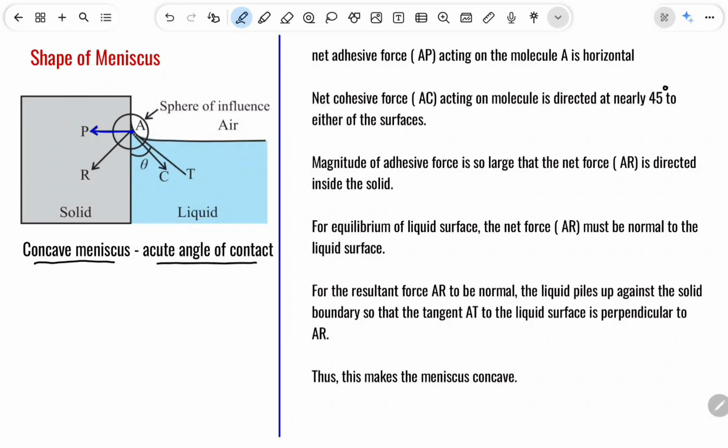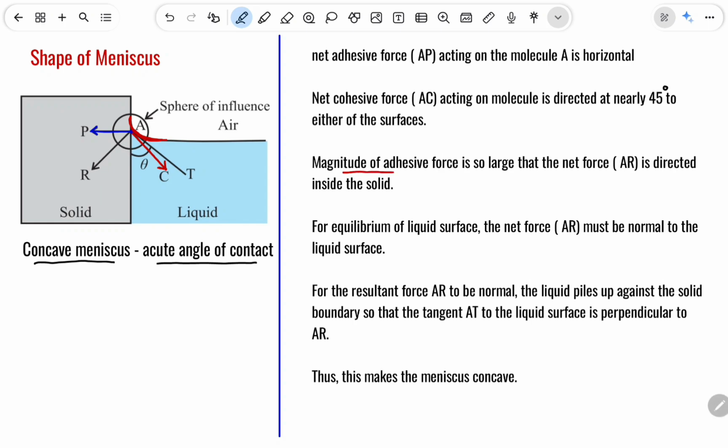Then we have a cohesive force AC which acts inside the liquid at an angle of 45 degrees with the solid surface as well as the liquid surface. Now, for formation of the concave meniscus, the liquid must climb like this over the solid, which means the liquid must be attracted towards the solid. And therefore, we consider in such cases that the magnitude of adhesive forces must be greater than the cohesive forces.